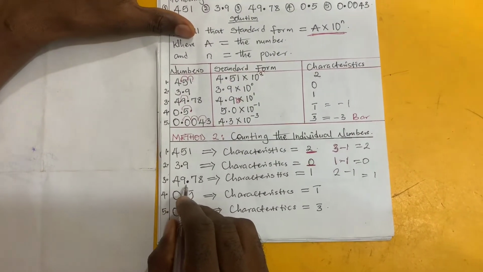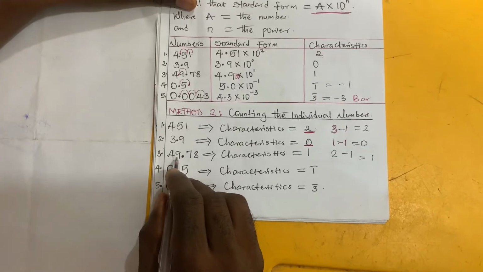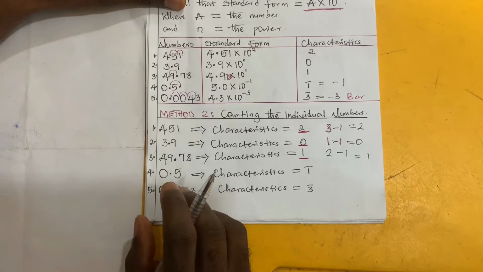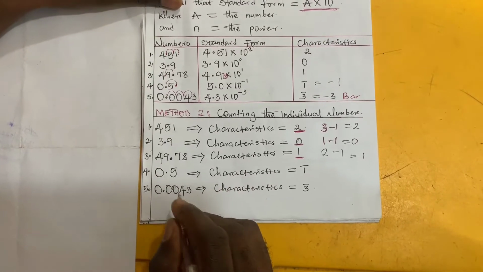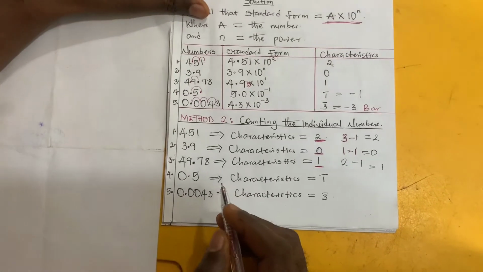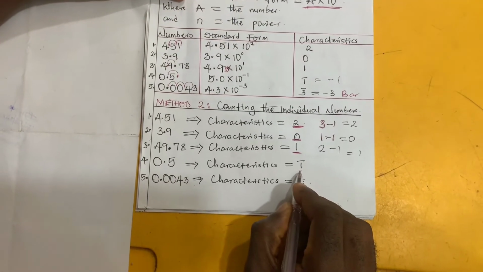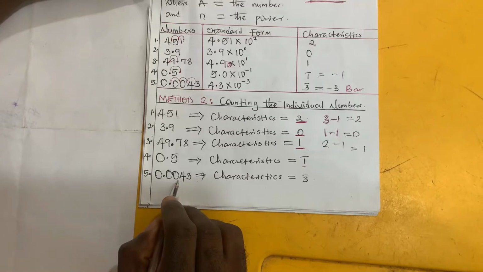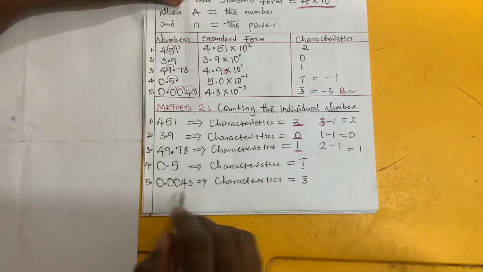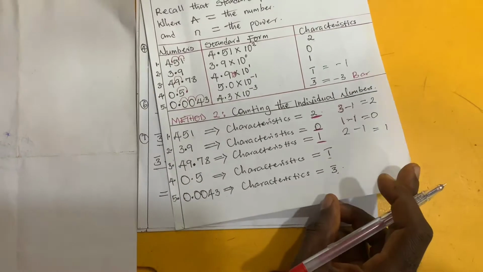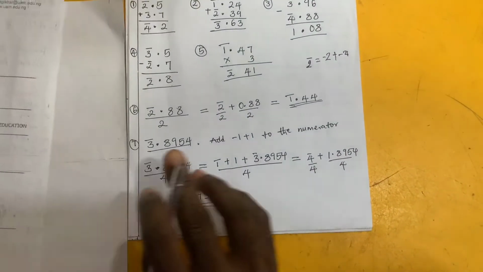Now, how many digits are here before the decimal point? We have 2. So 2 minus 1, we get 1 here. Now, in this case, with zeros before the number, you consider the zeros. How many zeros are there before the number? Just 1. So you have bar 1. How many zeros are here before the number? You have 3. So you have bar 3. So this is it. Let's move to operations on bar.